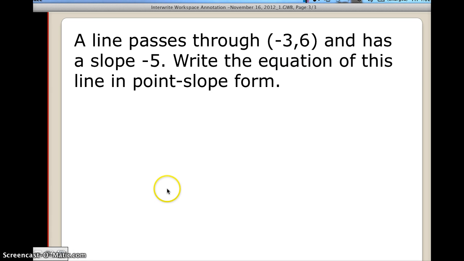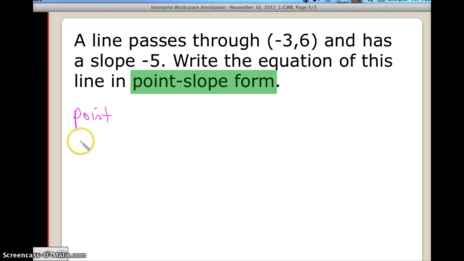A line passes through -3, comma 6 and has a slope of -5. Write the equation of this line in point slope form. So they're asking us to do it in point slope form. So don't get that confused with slope-intercept form. Point slope form means you need two things. You need a point and you need the slope. That's why they call it point slope form.